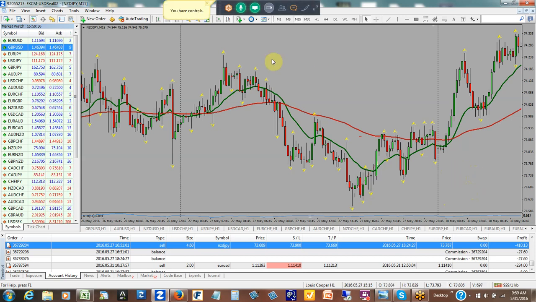But the lot size, 4.0, that's what it was. That's why this number is so big. What induced you to trade 4.5 lots on this?